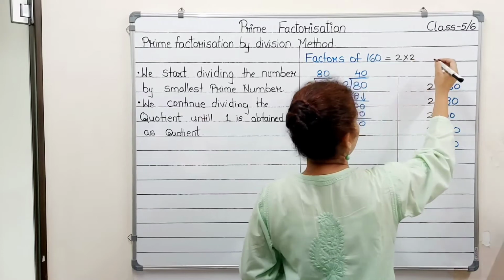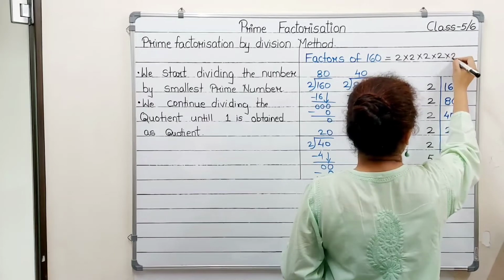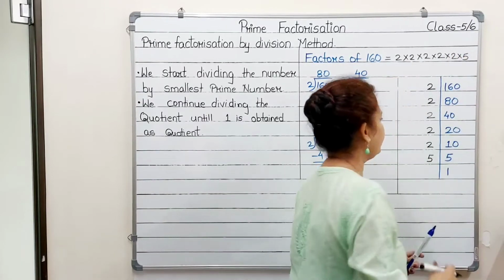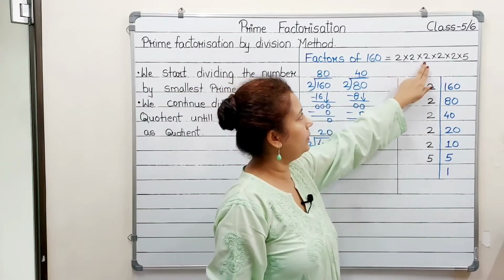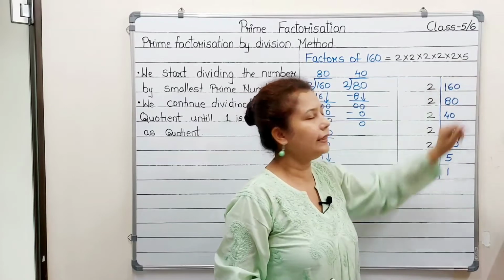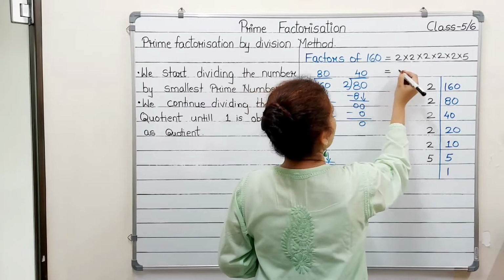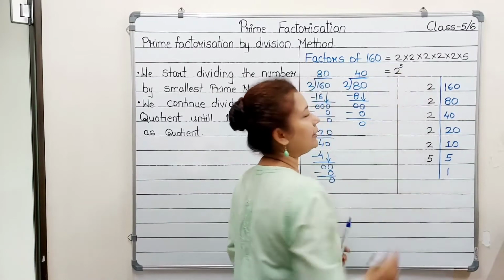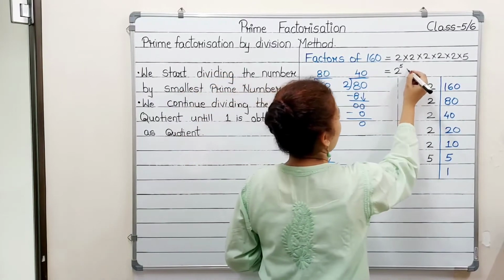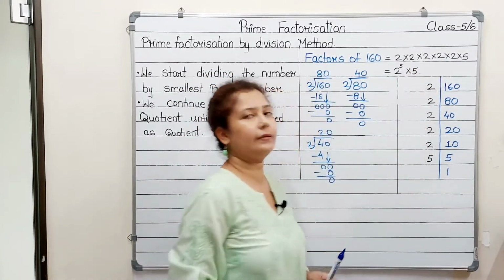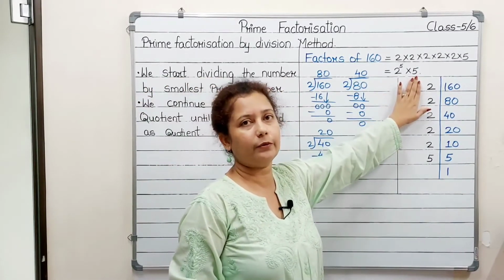So here 1, 2, 3, 4, 5 times 2 and 1 time 5. The other way of representing this is 2 raised to power 5 into 5. That means we have to multiply 2 five times and 5 one time.